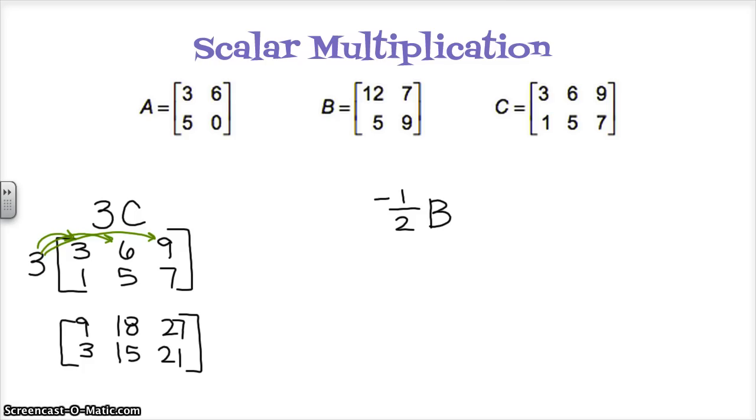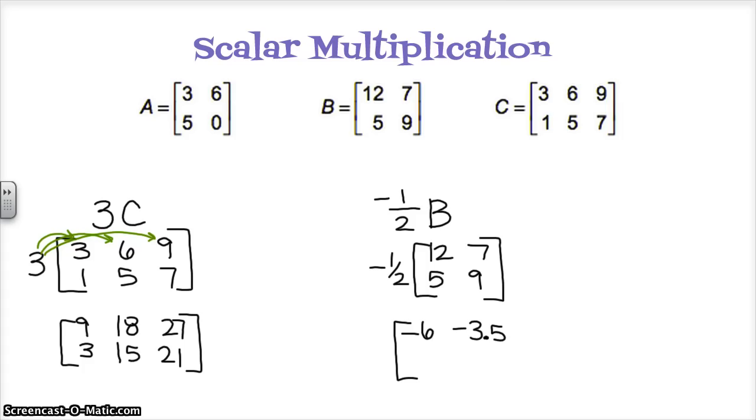I'm so excited. Okay, so, let's look at one more real quick. Here we have a negative 1/2 B. So, everything in matrix B is going to be multiplied by negative 1/2. Negative 1/2 times 12, negative 6. Negative 1/2 times 7, negative 3.5. Negative 2.5. And negative 4.5. Right there is the product of negative 1/2 and matrix B.